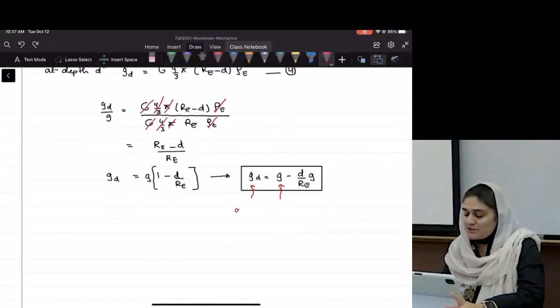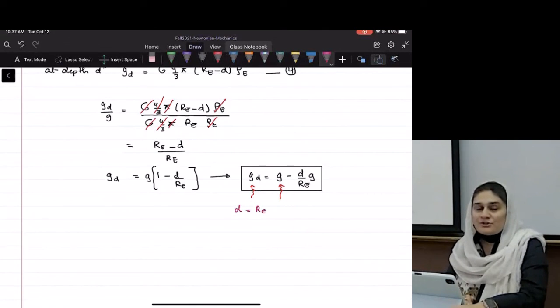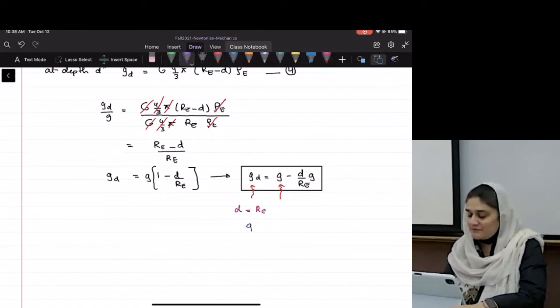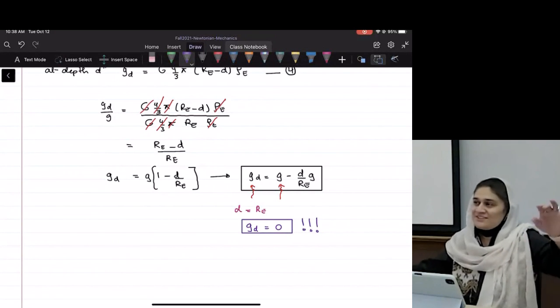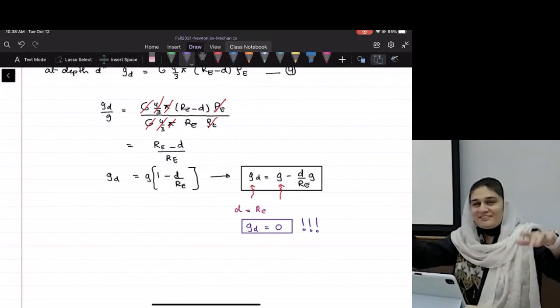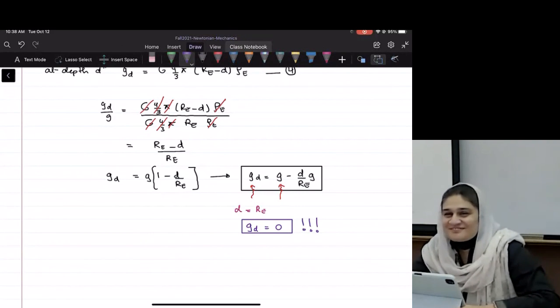What happens when d equals RE, when you're actually at the center of the earth? What does the equation tell you? You get 0. You are weightless at the center. Can you ever reach the center? Well, pretty lenient.